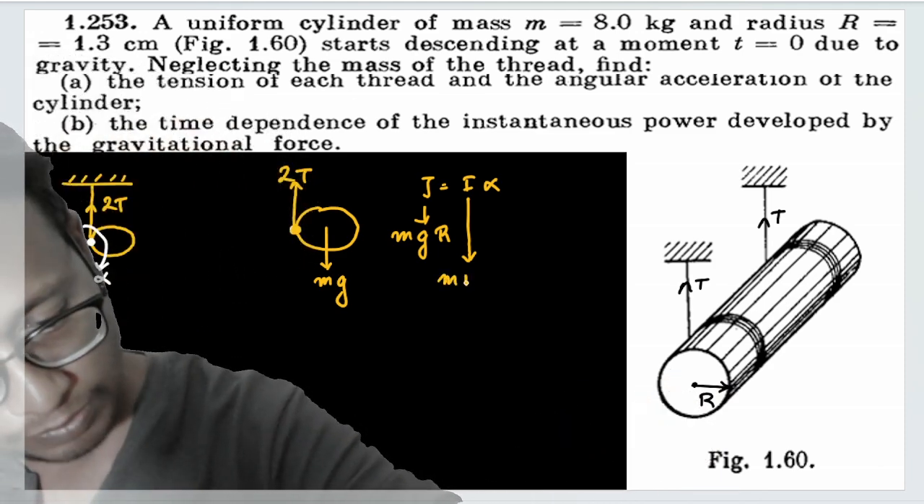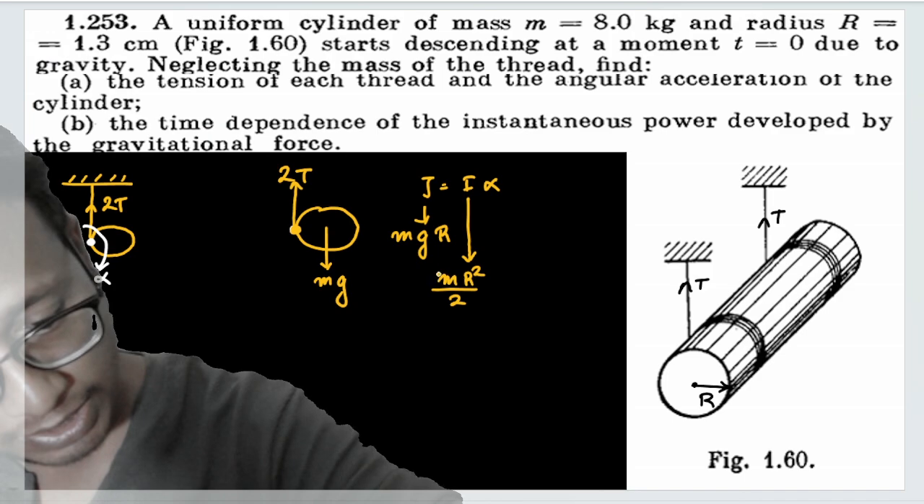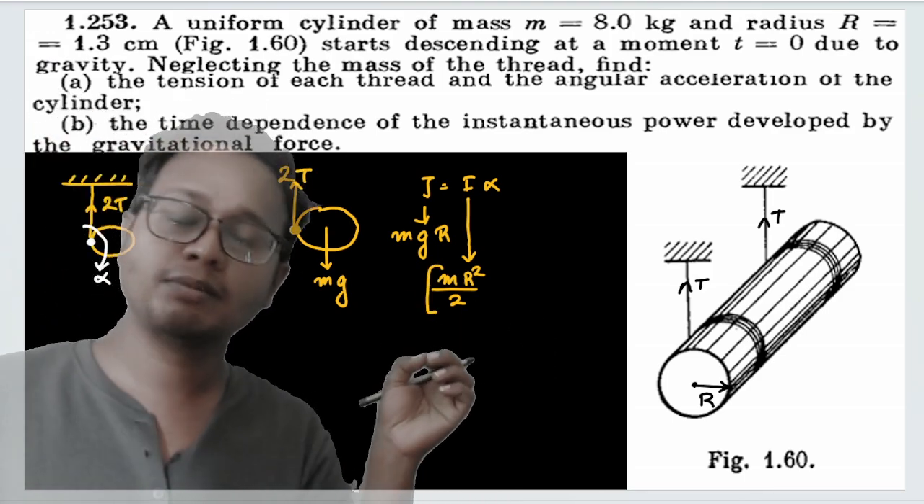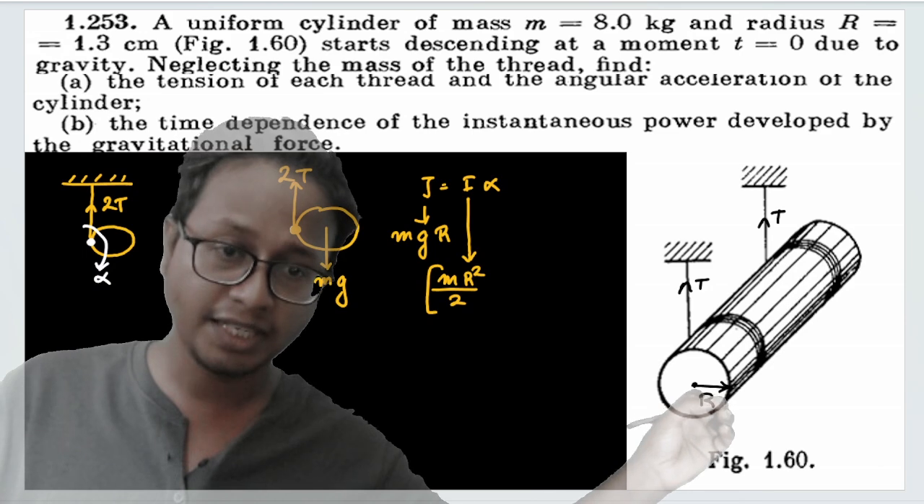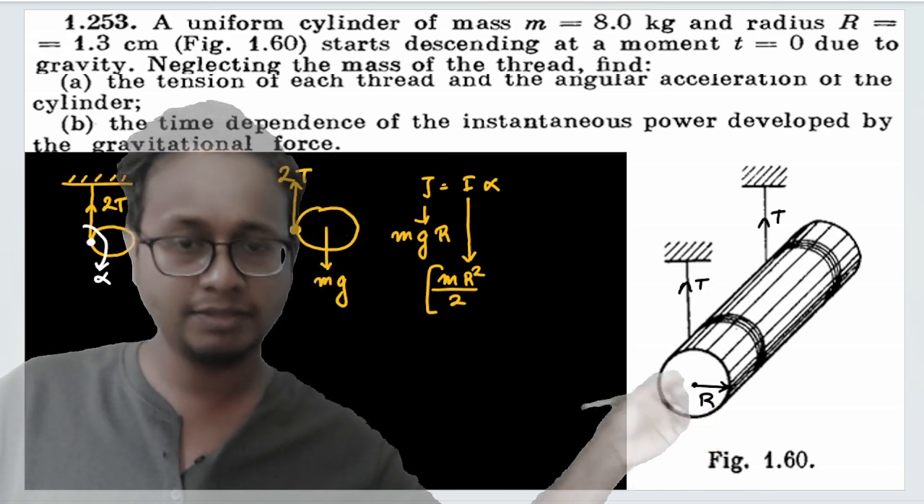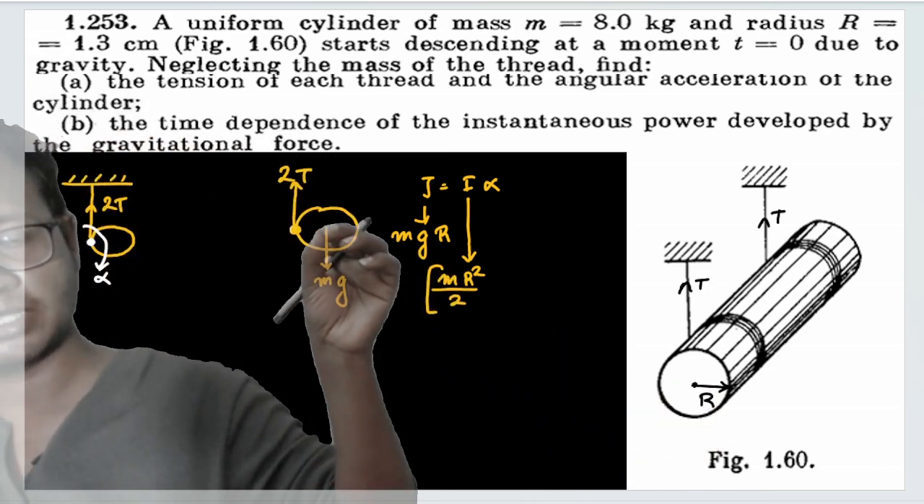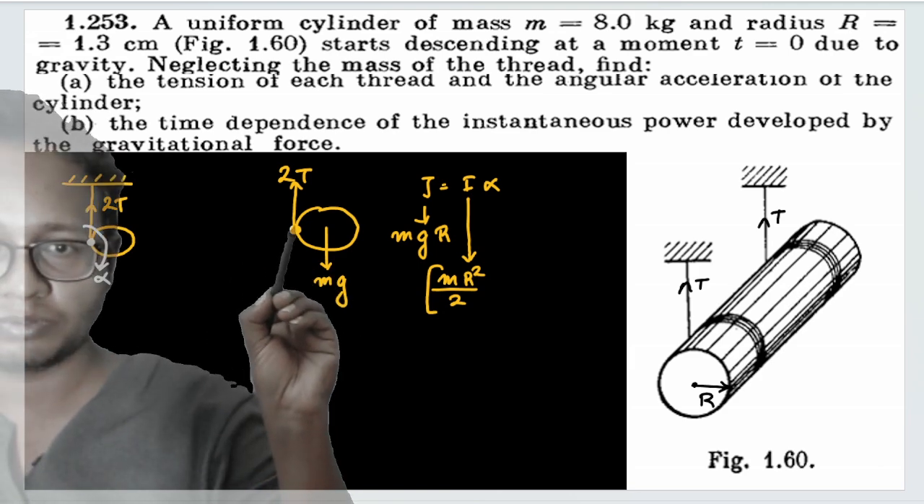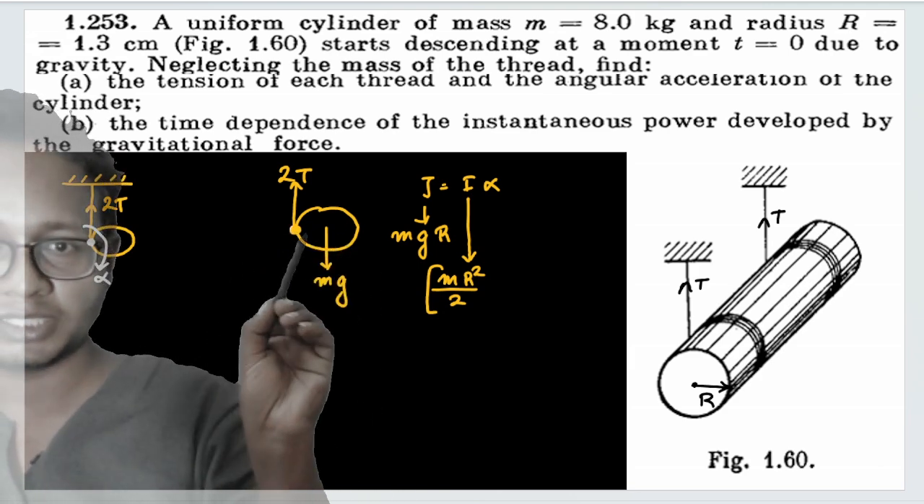M r square by 2. But out here, whenever I take the moment of inertia as m r square by 2, that means I'm assuming the moment of inertia is taken from the center, isn't it? But is my axis of rotation at the center? No, my axis of rotation is out here. So I have to take the moment of inertia through this point, that means my axis is passing through this point, isn't it?